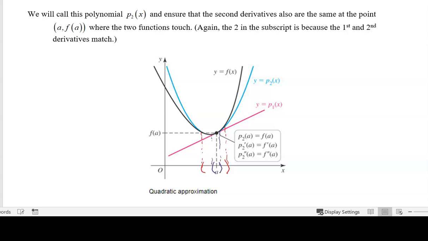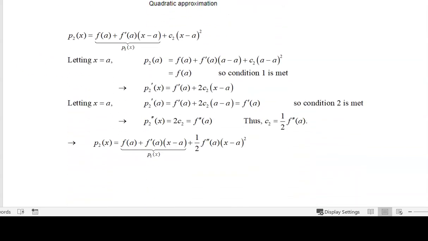I can see the red line peeling away from the black curve that early on the left and even earlier on the right. In this way, by adding another derivative to agree at the point a, f of a, we get a wider interval around a over which that quadratic, the blue curve, is a good approximation for the function, which is in black. And we'll call that P2.